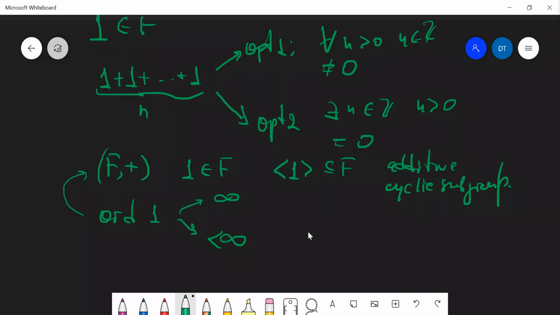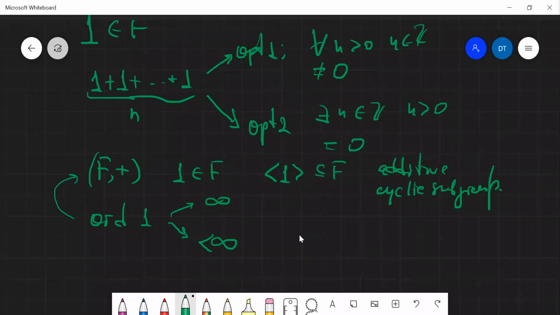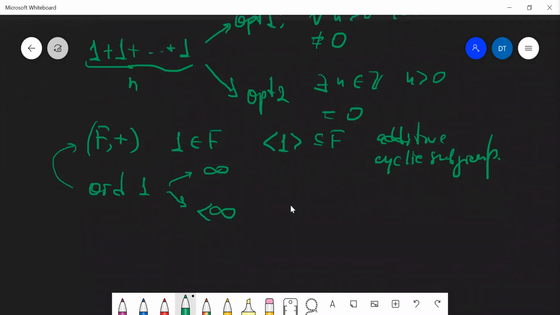I'm sorry, can I ask a question? Once again, what does it mean that a group of order 1 can either be infinite or non-infinite? Doesn't it mean if it has order 1, it has only one element? No. The order of an element is a number. So here F is your group with respect to addition. 1 is an element of your group. So this is an element. And this is the order of an element.